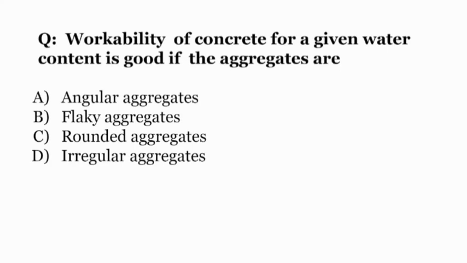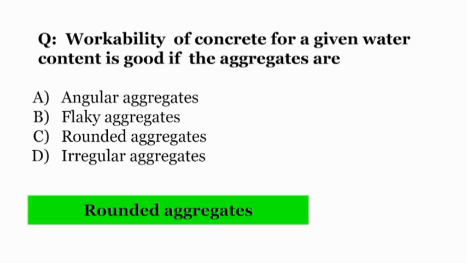Workability of concrete for a given water content is good if the aggregates are angular aggregates, flaky aggregates, rounded aggregates, or irregular aggregates. The correct answer is option C, rounded aggregates. If the aggregates are rounded, the friction will be less and workability will be more.